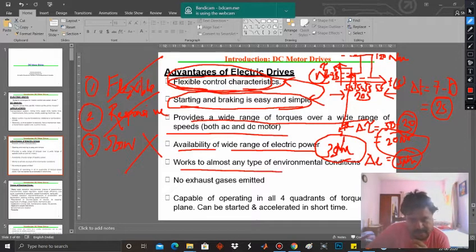Works at almost any type of environmental condition. So if it is humid, if it is hot, if it is cold, doesn't matter, it will be surviving in extreme environmental conditions. So no exhaust gases are emitted.